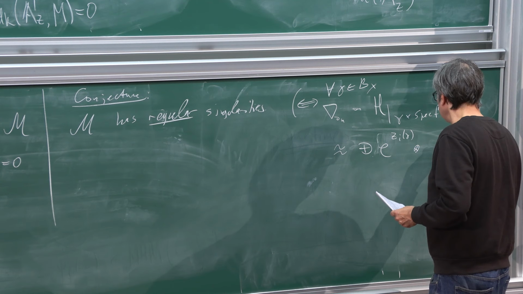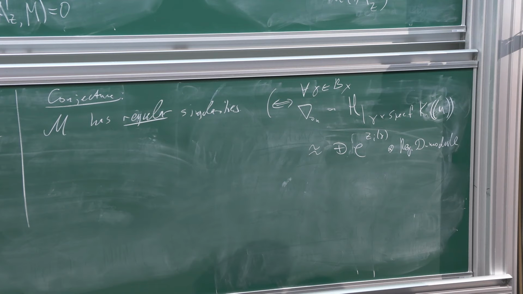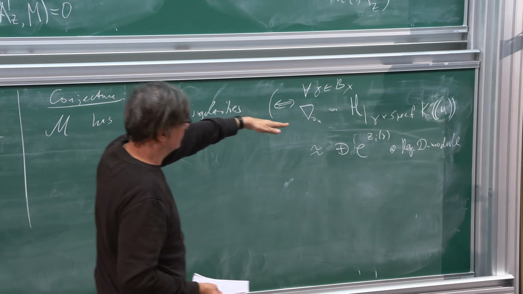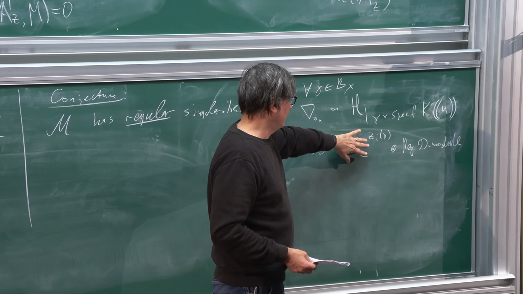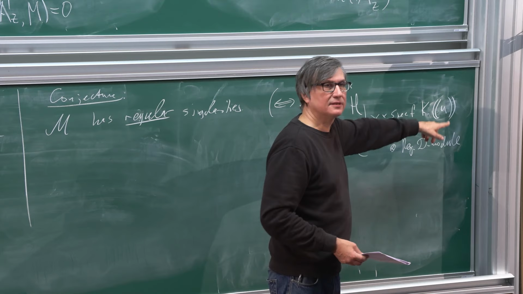So when you take Laurent series, it's like working rigid analytically, like the generic fiber. I consider this vector bundle on a formal punctured disk, and I claim that this vector bundle has a form: some exponents, critical values or singularities of this function in the Z plane, times a regular D-module in this U. It's equivalent to regularity of this Fourier transform.